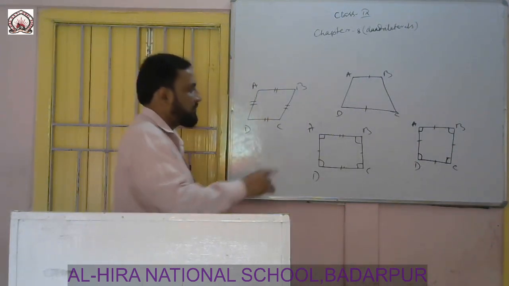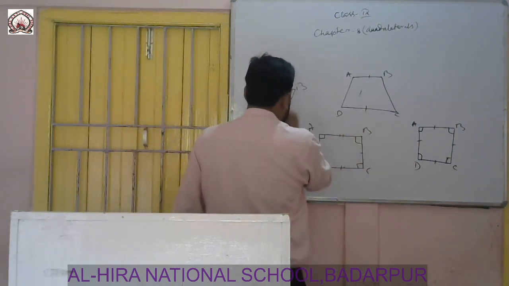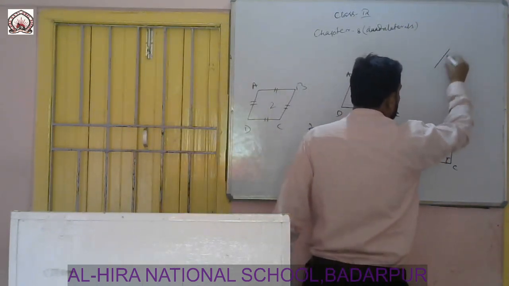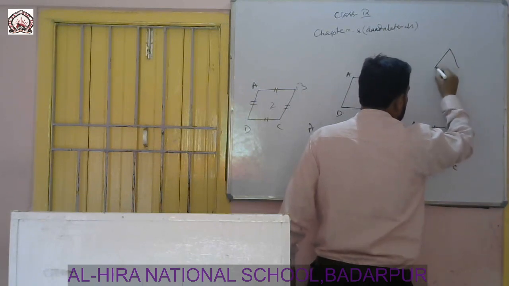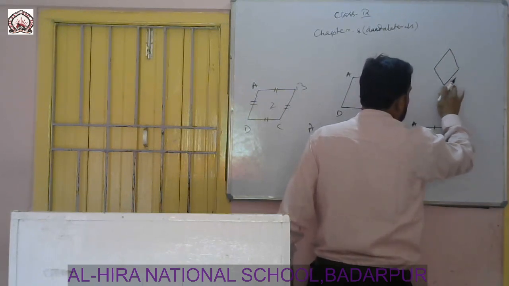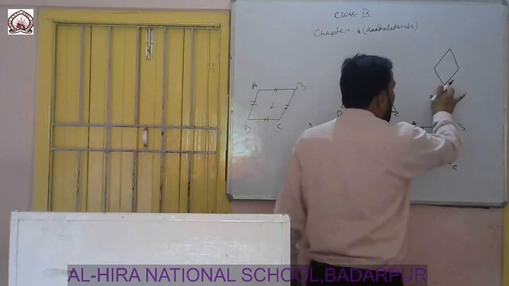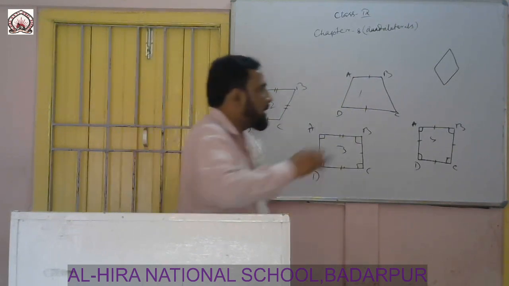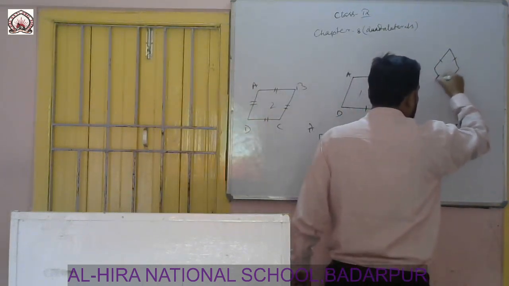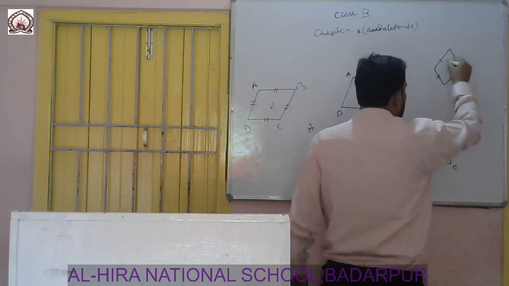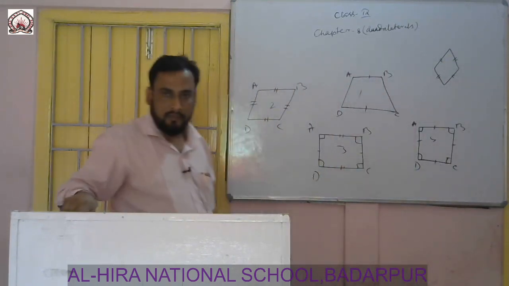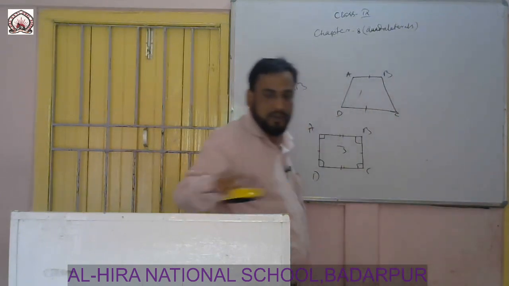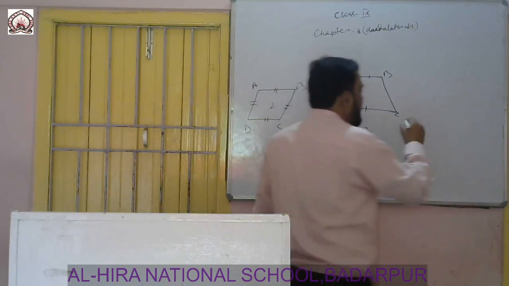Now rhombus. Fifth one is, 1, 2, 3, 4, fifth one is rhombus. The quadrilateral whose each side is equal and opposite sides are parallel is called a rhombus. Okay. Now the similarity and difference between rhombus and square.